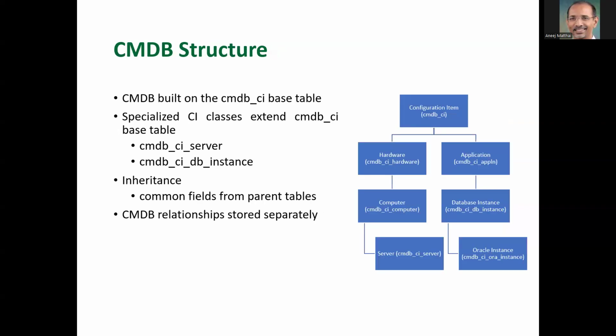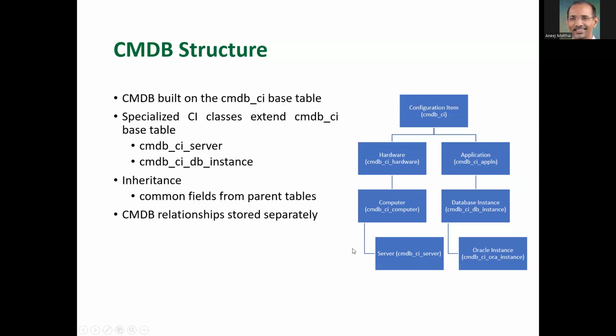In ServiceNow, all CI records are stored in tables that extend the base table called cmdb_ci. For example, cmdb_ci_server or cmdb_ci_db_instance for databases and so on. So in your diagram, you would see at the top the cmdb_ci class, followed by two children, the hardware and the application, known as cmdb_ci_hardware or cmdb_ci_appl, and then its own children.